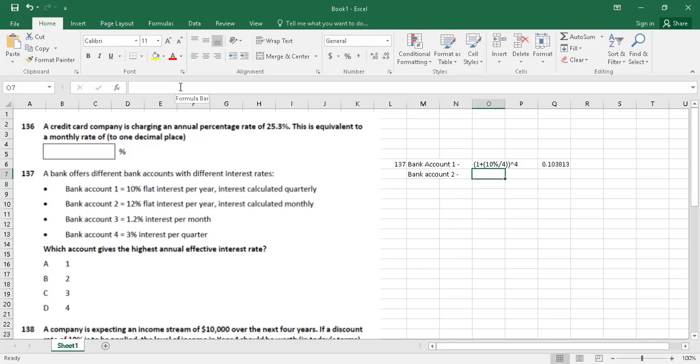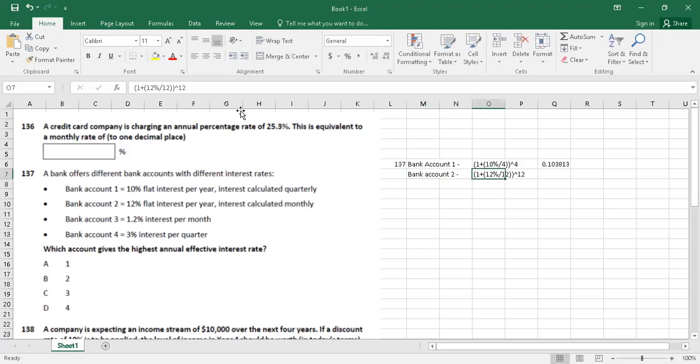Bank account 2 is paying interest. 12% flat interest rate per year. Interest is calculated monthly. So 1 plus 12% divided by 12, because monthly, exponential to the power of 12. So this is the equation we have to calculate.